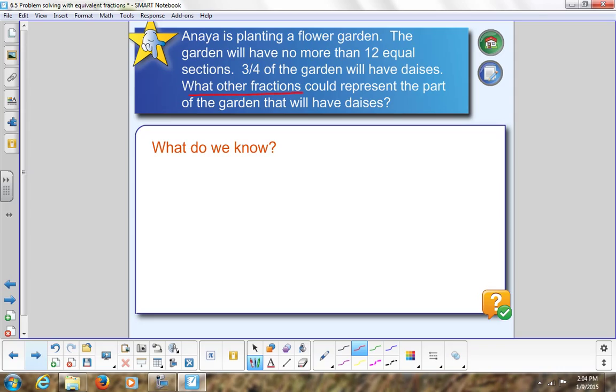So we want to find out what other fractions could represent the part of the garden that has daisies. Okay, super important. Anaya is planting a flower garden. The garden will have no more than 12, so it could have 12 or less. And 3/4 of the garden will have daisies. Okay, so we have 3/4 are daisies.